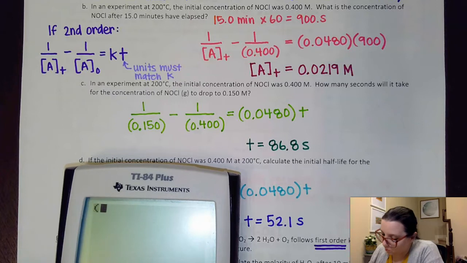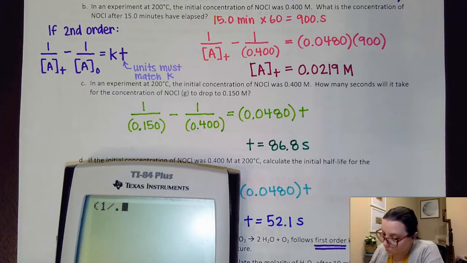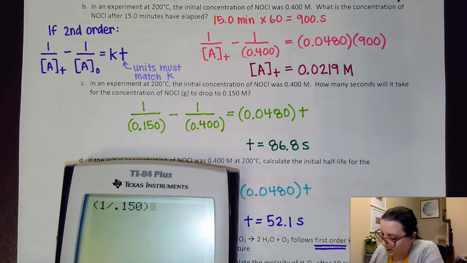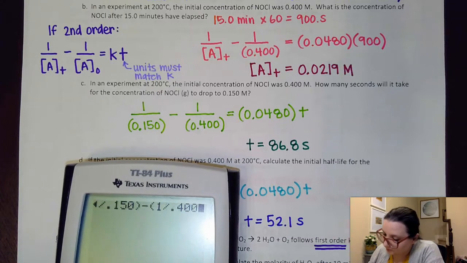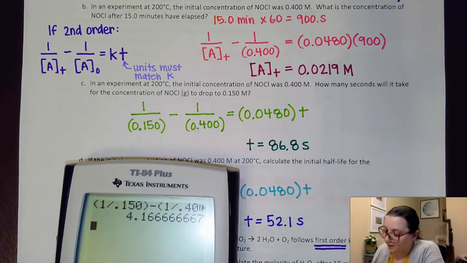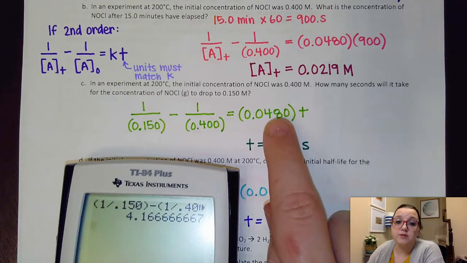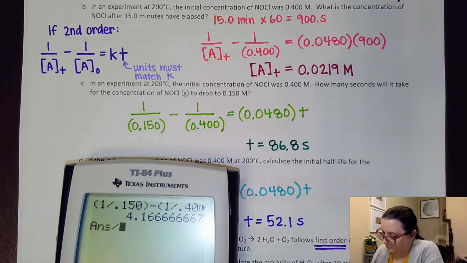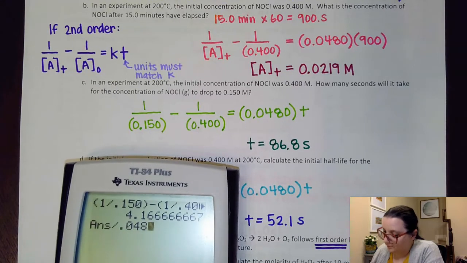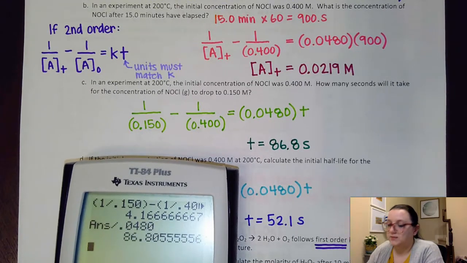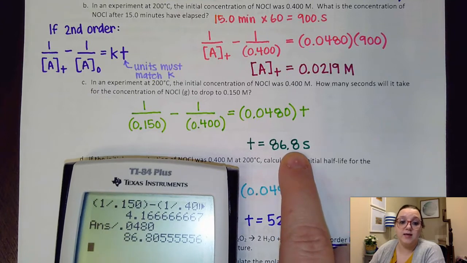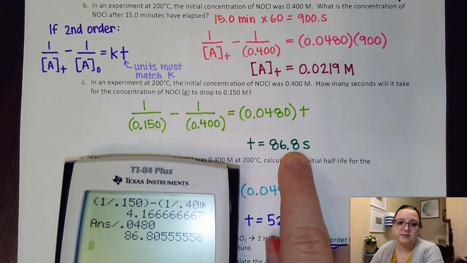So I'm going to have 1 over 0.150 in parentheses minus 1 over 0.4. I'm going to get an answer there. And then in order to get t by itself, I would want to divide over this 0.0480. And so that gets me a time of 86.8 seconds. So again, I rounded to 3 sig figs.